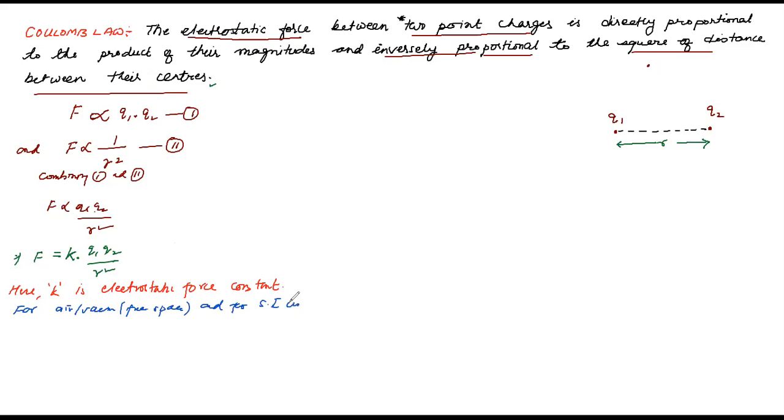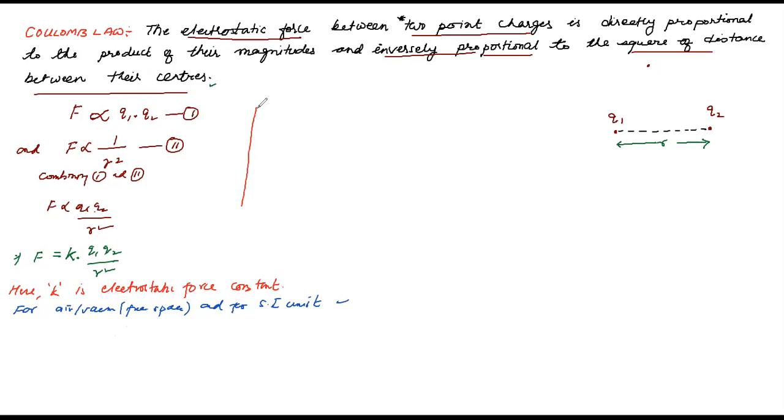So what I'm doing is, we have taken air and vacuum as the free space. That means for these charges, there is a medium called air or vacuum or free space, and we are using the SI unit. In that case, what would be the value of K? That is important.